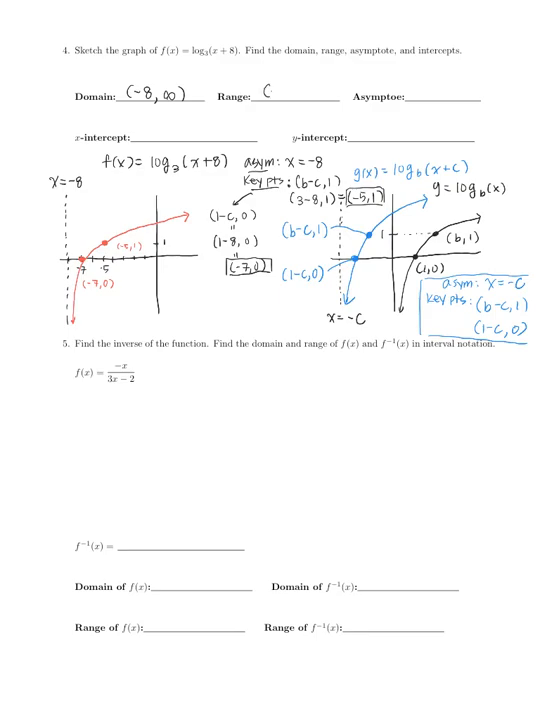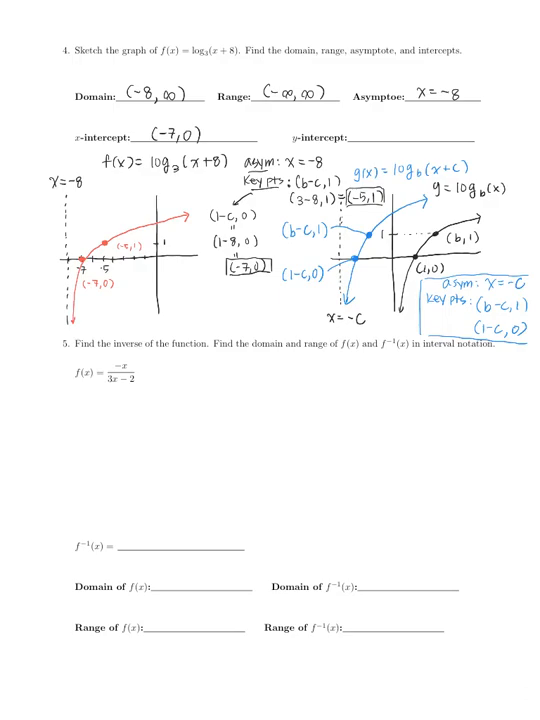So the range is negative infinity to positive infinity. Now the asymptote, we already discovered that one. That's x equals negative 8. All right, and then our x-intercept looks like it's going to be negative 7 comma 0. For the y-intercept, how do you find that? You set x equals 0 and then you solve for y.